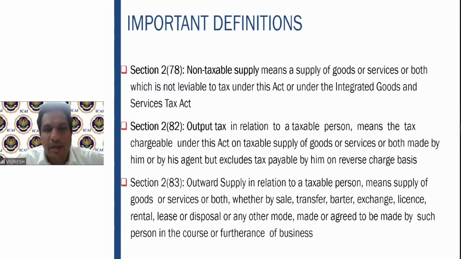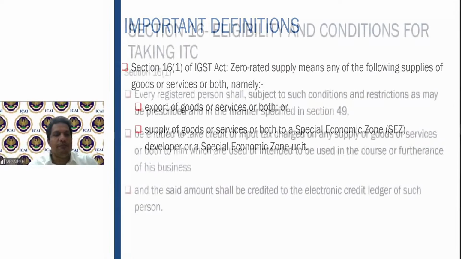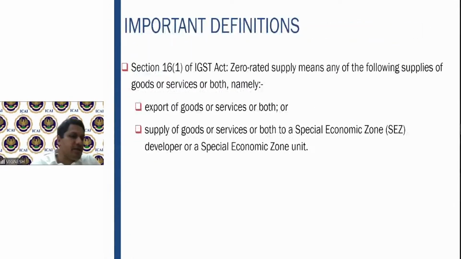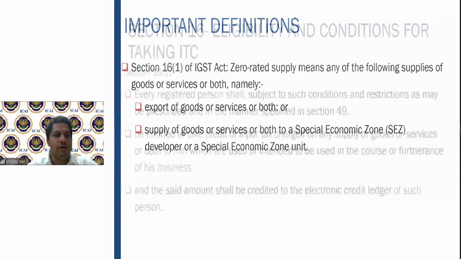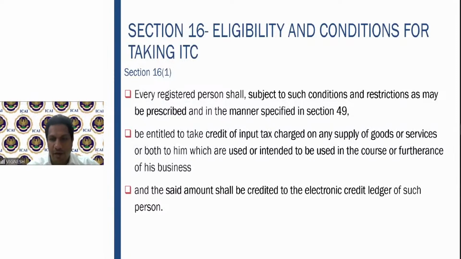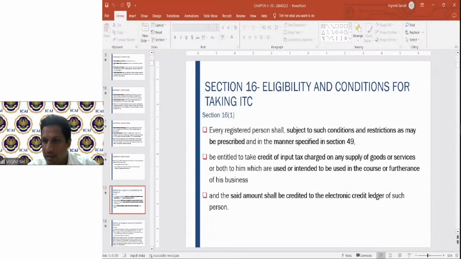That is, in case a person supplies the goods or services and he charges the tax from his customer, that comes under the output tax. But if the same person pays the tax on the reverse charge basis, in that particular situation, that tax is excluded. Then similarly, outward supply means the supply of goods or services, whether by sale, transfer, barter, exchange, license, rental, made or agreed to be made by the person in the course of the business. That is your outward supply. This is your zero rated supply. It is nothing but export of goods or services or both, or supply of goods or services or both to a special economic zone developer or a special economic zone unit. Fine. Section 16(1) therefore gives the eligibility and conditions for claiming the input tax credit.